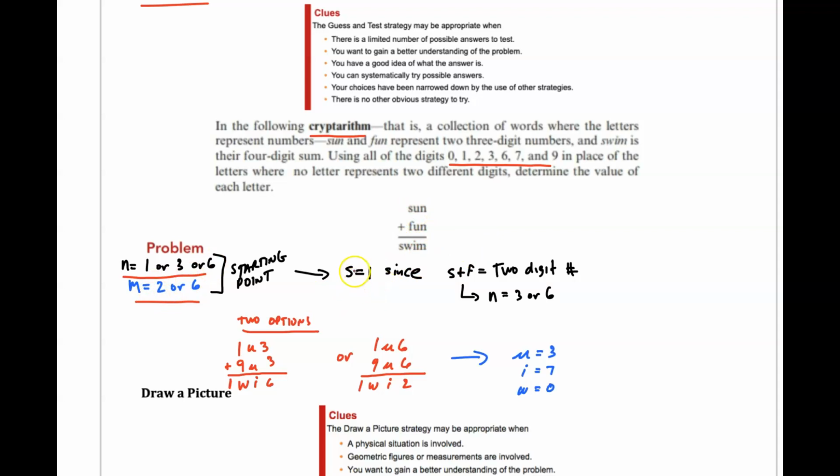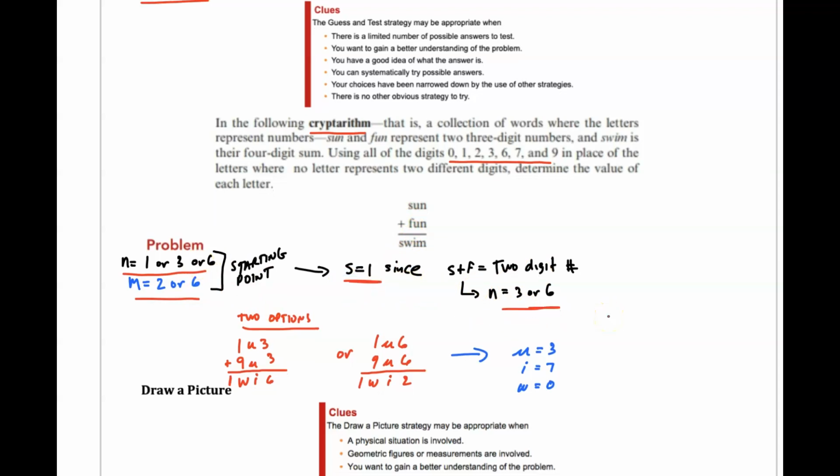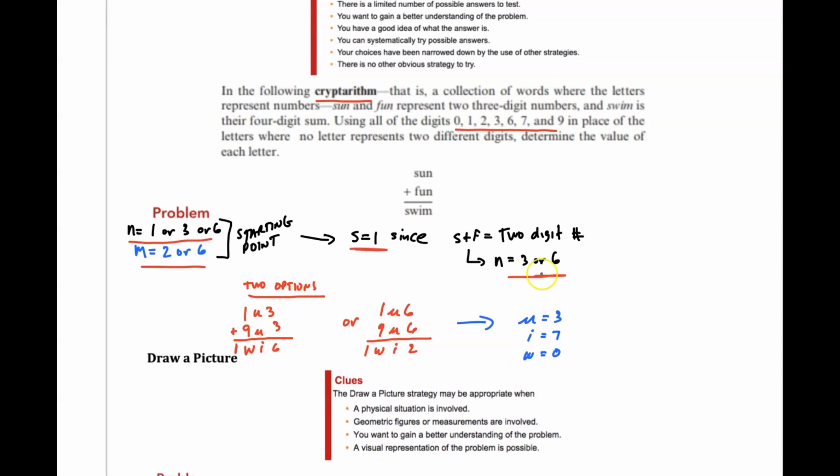We also know that this S equals 1, because when you add those two numbers, you get a two-digit number, right? S plus F is a two-digit number, and so then we know that S has to be 1. And so in that case, now that we know that S is 1, we now know N is one of those numbers, 3 or 6. And then you have the two options from there.